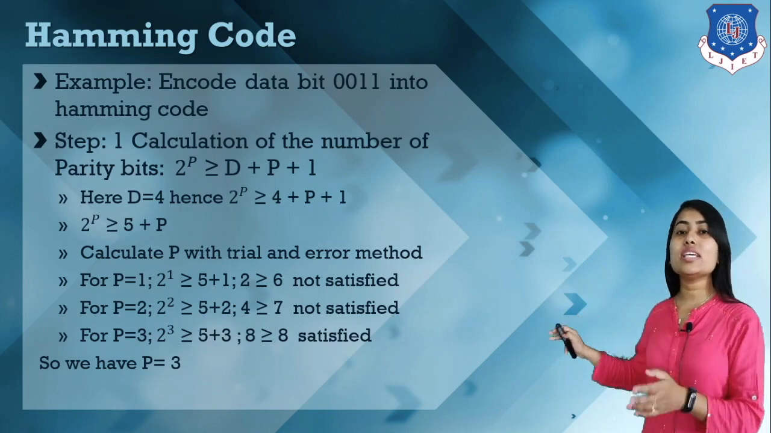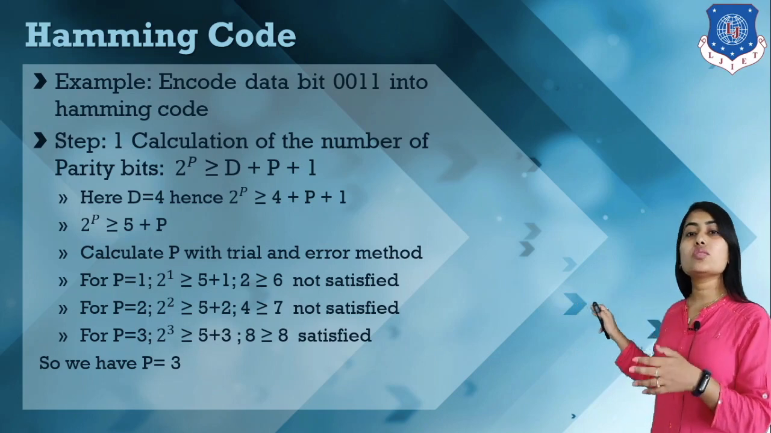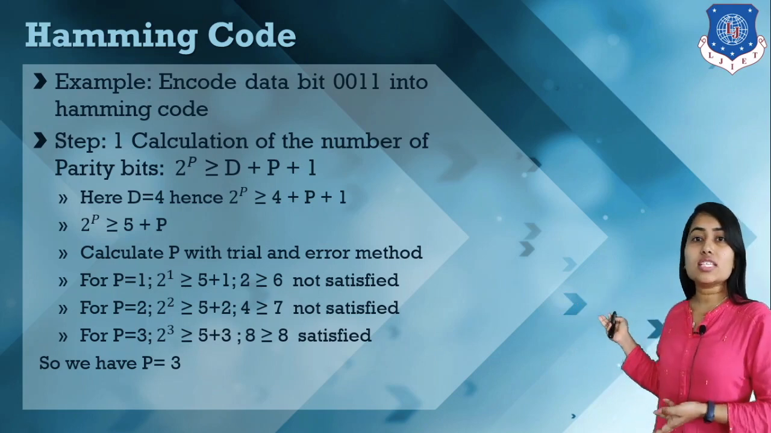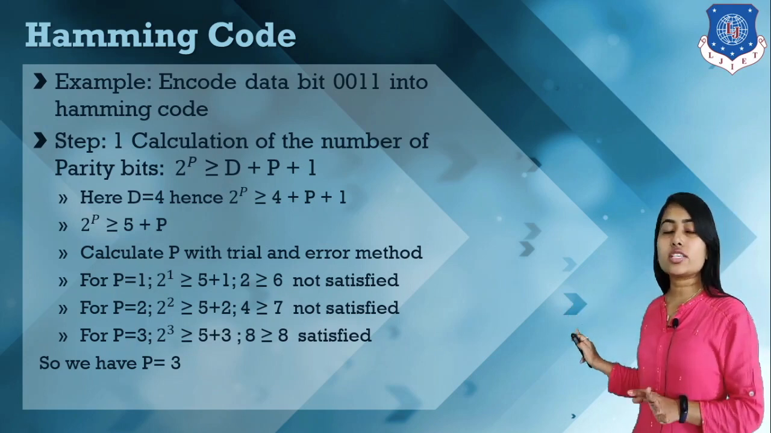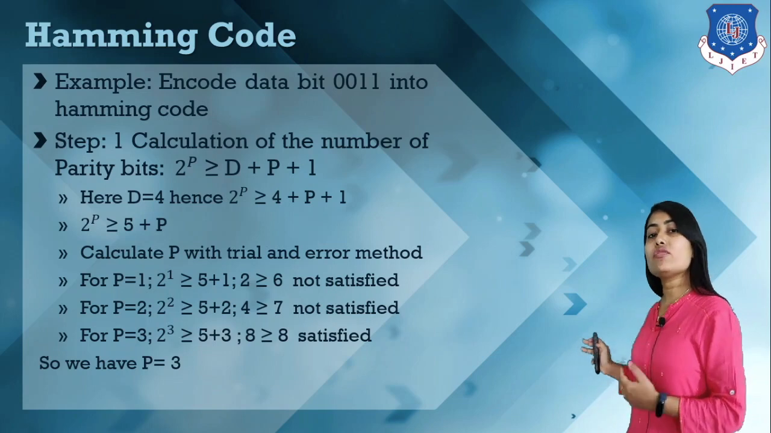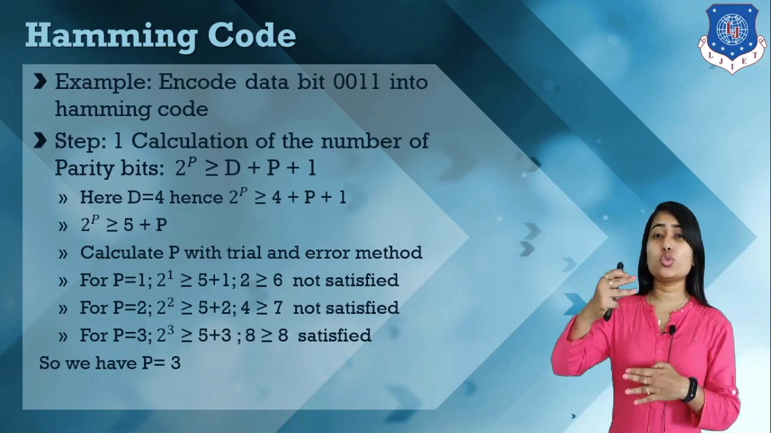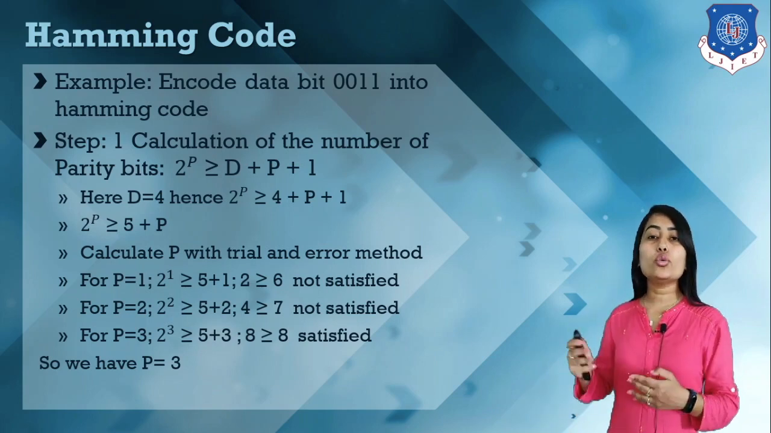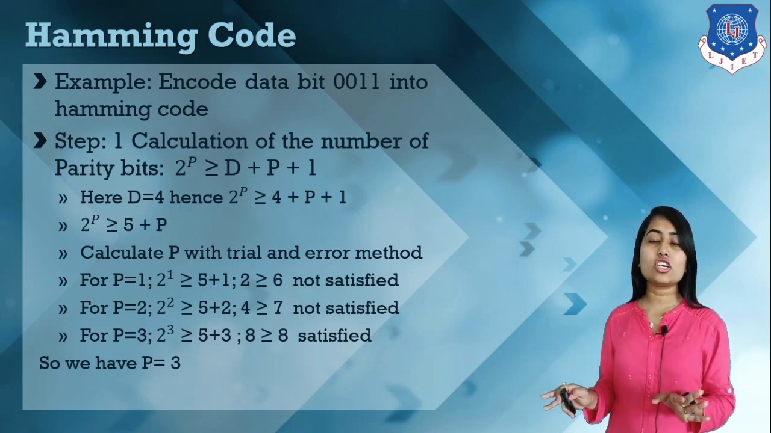If we put p equal to 1, 2 raised to 1 is 2, and 4 plus 1 is 5. So 2 greater than or equal to 5 is not satisfied, so p equal to 1 is not satisfied. Then try p equal to 2. 2 raised to 2 is 4, which must be greater than or equal to 5 plus 2, so 4 greater than or equal to 7. This inequality is also not satisfied.